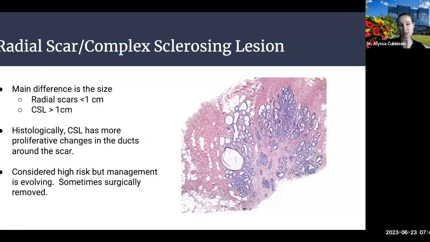In general, pathologically, complex sclerosing lesions just have more proliferative changes in the ducts around the scars, but the criteria is largely size-based. In general, the management of radial scars and complex sclerosing lesions is evolving. It used to be standard practice to surgically remove these, worrying that there was more atypia or potentially cancerous cells harboring within the radial scar. That's happening less and less, but it's somewhat dependent if there's any atypia that is seen. I think still complex sclerosing lesions are usually removed. So if they get to a certain size, then they're taken out. But in general, the management is evolving, at least in our practice, and I think across the states.